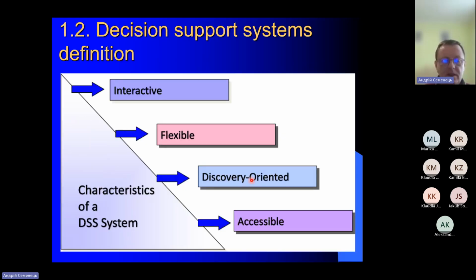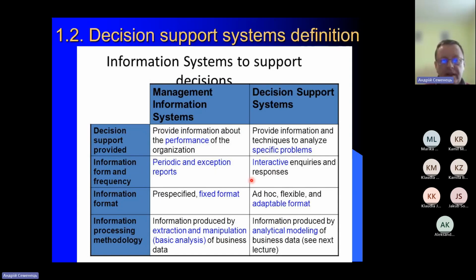As I already noted, the critical characteristics of a DSS are already listed in one of the definitions: it has to be interactive, flexible, discovery-oriented, and accessible for designated staff, of course, not for everybody. And when we compare the management information system and the decision support system again, which on some level sound a little bit similar, we still have significant points of difference between these kinds of systems.